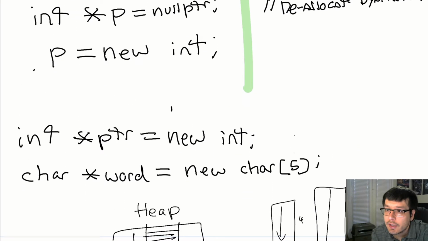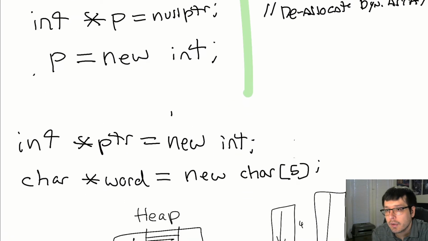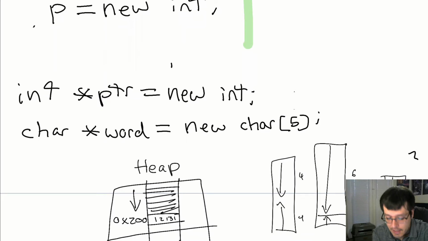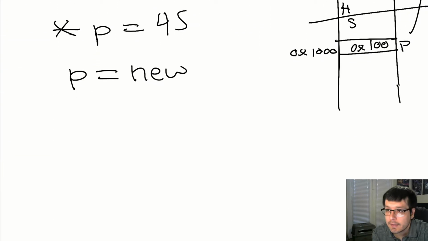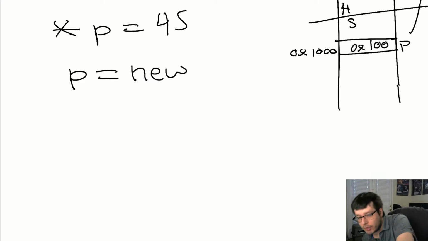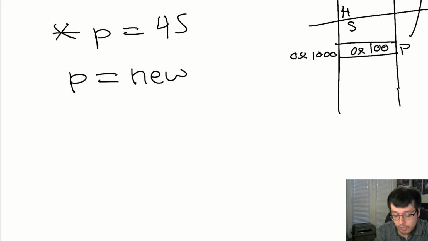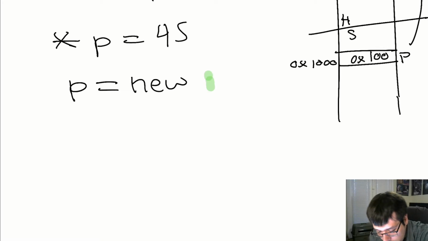This looks a little misleading on the top because you have the asterisk, but remember, P itself is just holding an address. That's what pointers hold, addresses. So this is just changing that address. When I put an asterisk like this, I'm saying go to the address that I'm holding and then change what's there. So that's why this is 45. So in this line we need it, I'm going to say P gets new int.